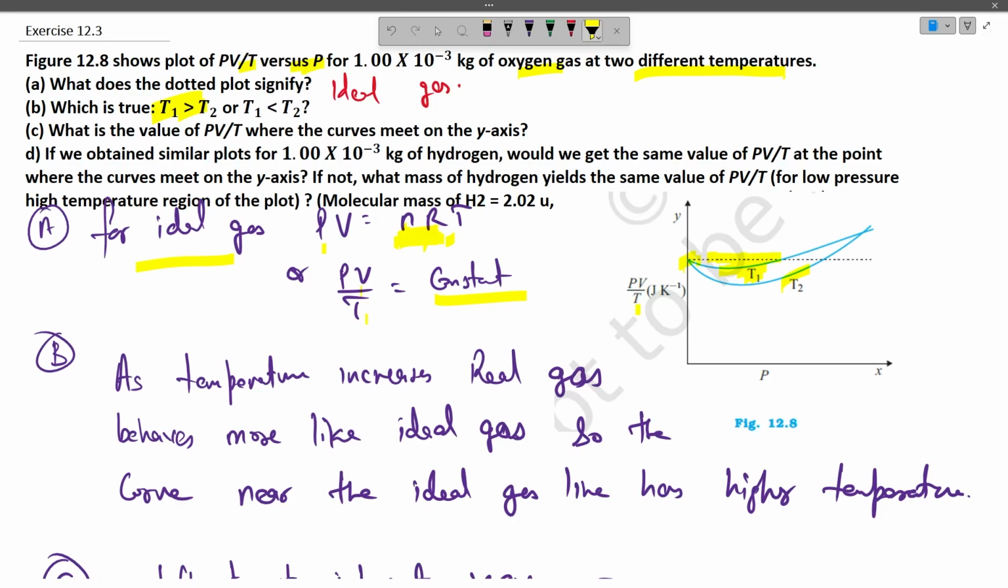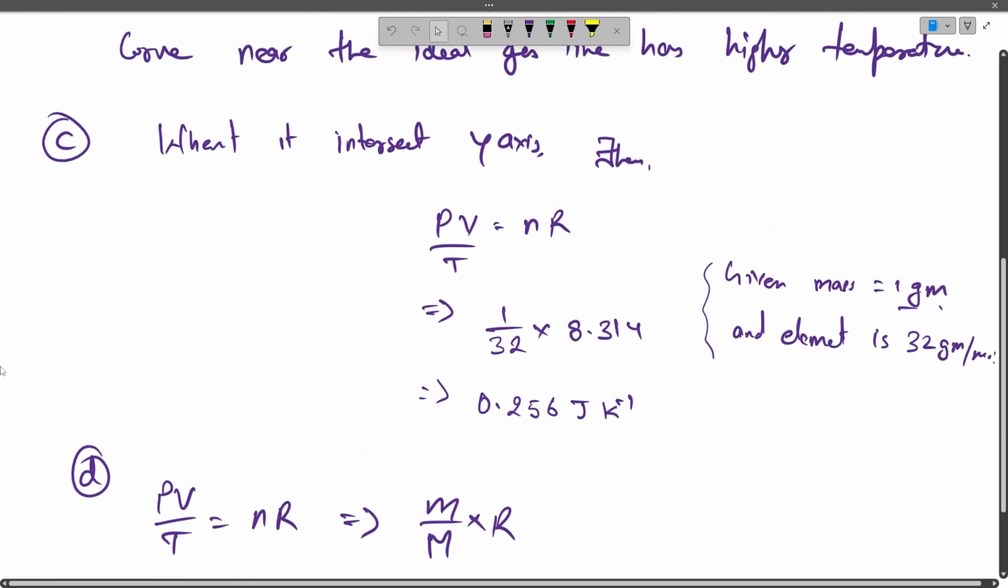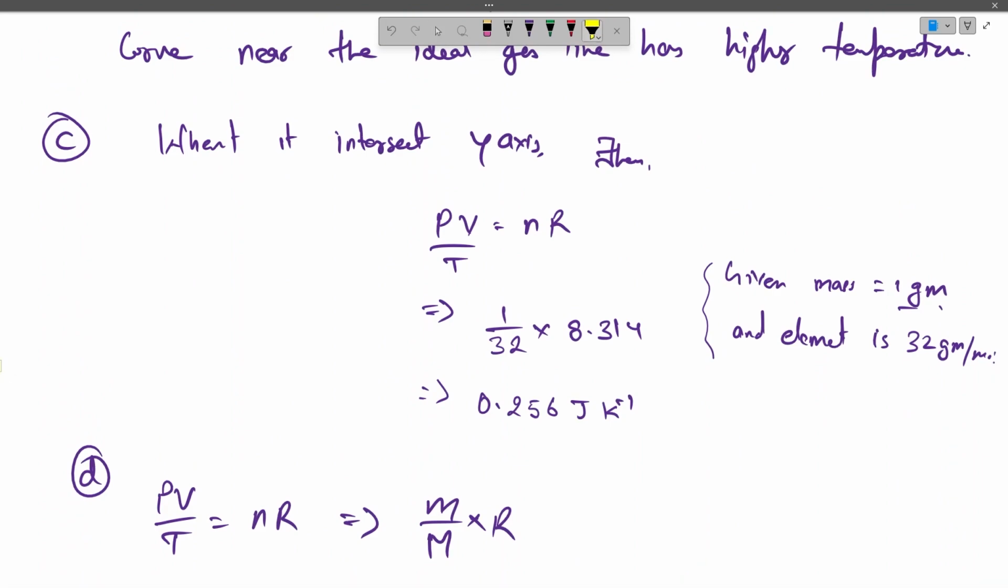For the number of moles, the data is not given directly; the gas we are considering here is 1 gram of oxygen. So to find how many moles there are, we divide this 1 gram by its molar mass, which we can see over here. We will get the value of nR as 0.256 joule per Kelvin, where n is the number of moles and R is the gas constant.